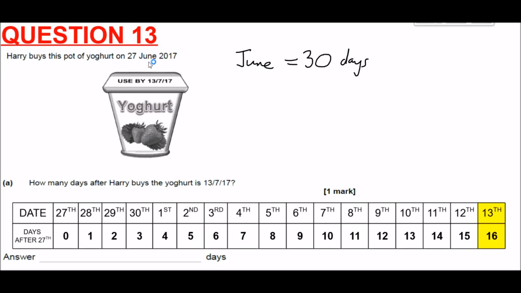So if he buys it on the 27th of June, that's 0 days after the date he buys it. 28th is 1 day after, 29th is 2 days. So if we build it up all the way along, going into July here, the 13th of July would be 16 days after. And so that's what we need to write down. It'd be 16 days after he buys it.